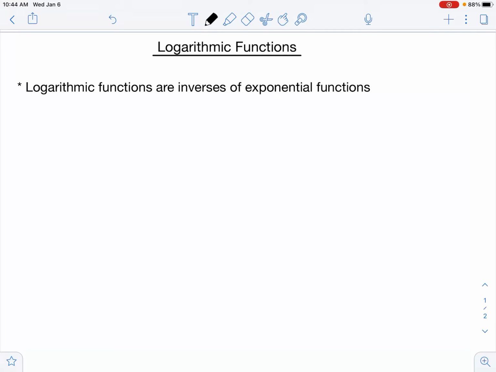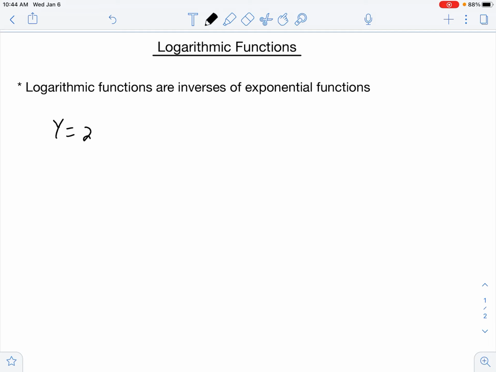All right, guys, so we're going to talk about logarithmic functions. The first thing I want you to know is that logarithmic functions are inverses of exponential functions. If you remember, we just covered exponential functions, so now we're going to go ahead and do logarithmic functions. So let me start off with this.